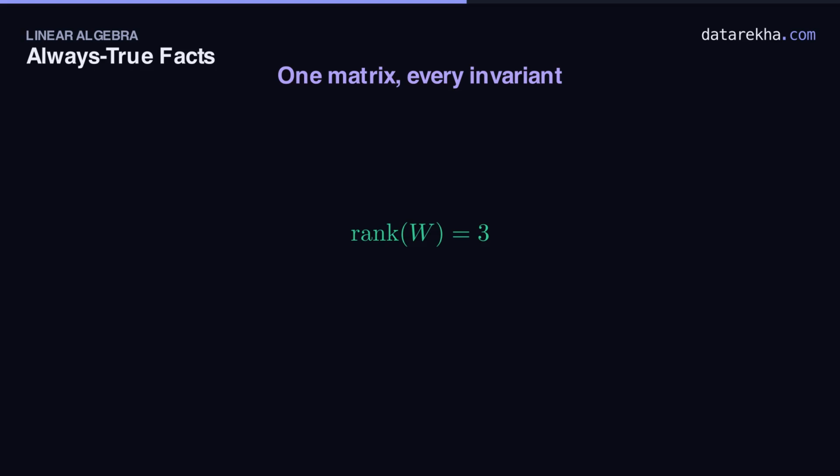The determinant was non-zero, so all three columns are independent. The rank is a full 3, which means the only vector W sends to 0 is 0 itself. The nullity is 0, an empty null space. And rank-nullity closes the loop perfectly: 3 plus 0 equals 3, the number of columns. One matrix, determinant, rank, nullity, trace, eigenvalues, and every single invariant agrees. That's the synthesis.